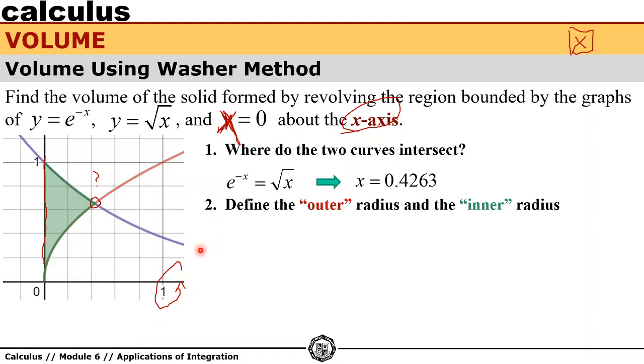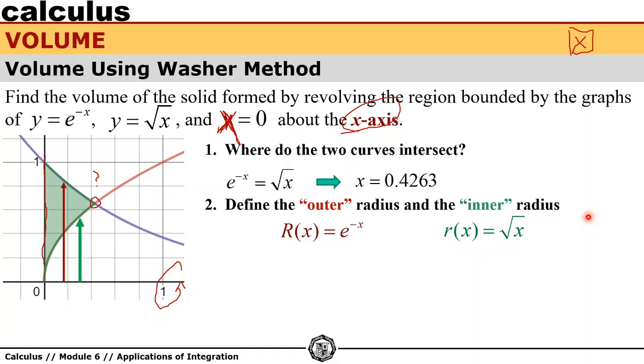In doing that, the outer radius is like using this red line segment here. It's the distance from the axis all the way up to the curve e to the negative x. So the outer radius is going to be e to the negative x. That's big R. Now, little r is going to be the radius from the axis up to the bottom curve. That's the smaller of the two radii, and that's defined by the square root of x. So the inner radius is r of x equals the square root of x.